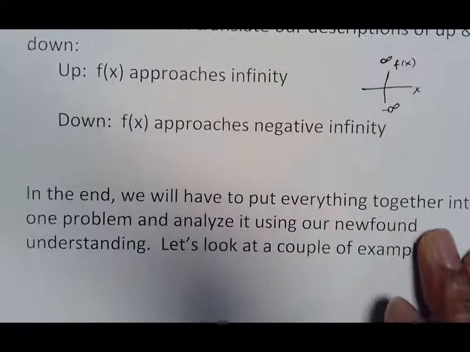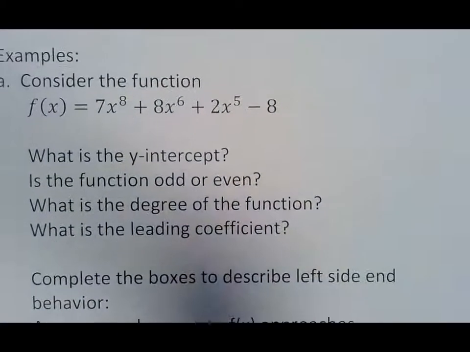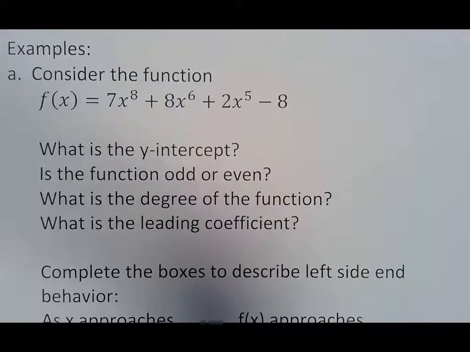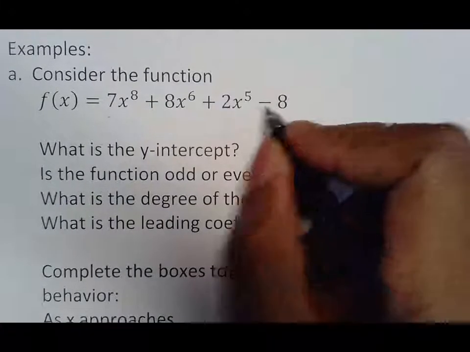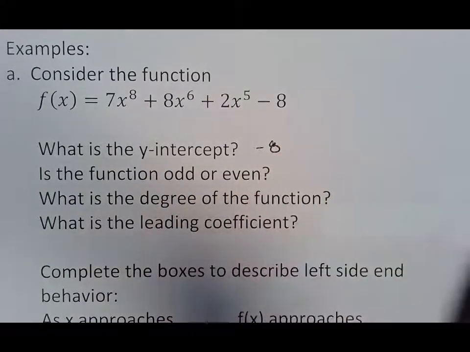So in the end, we have to put everything together into one problem and analyze it using our newfound understanding. So let's look at a couple of examples and see how it works as we learn some things. Certain things you should know. Y-intercept is typically that number there whenever everything else is gone, so the y-intercept would be negative 8.